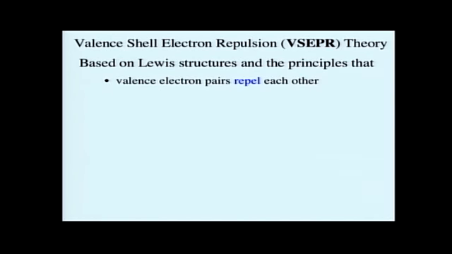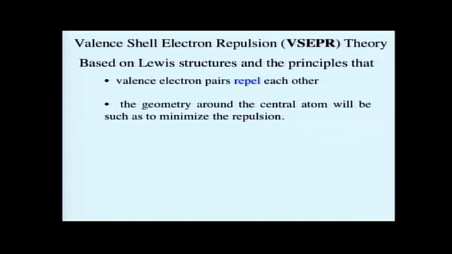This makes sense. Anytime you have negatively charged electrons, you want to get them as far away from each other as possible because they're all negatively charged. And the other principle is that the geometry around that central atom, which you've identified as the central atom in the Lewis structure, is going to be such that it minimizes the repulsion between those either bonding electrons or the electron pairs.